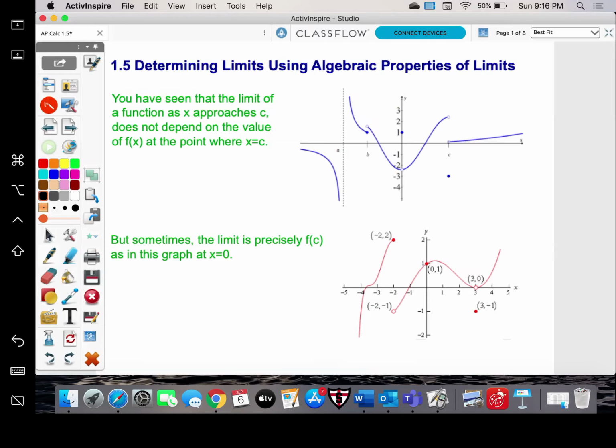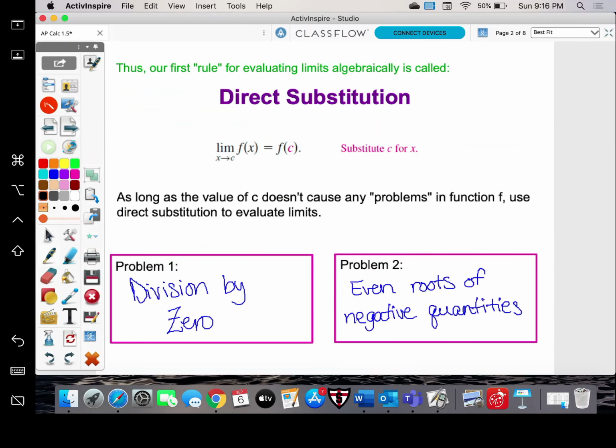This top graph doesn't have any of those. The function value and the limits aren't always the same. But sometimes, like in this bottom red graph, right here at 0, we see that the limit is equal to the function value. And those kinds of functions are what your textbook calls well-behaved functions. That allows us to just use what's called direct substitution to find limits, and that makes this a really super easy process.